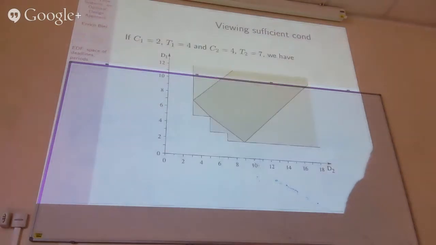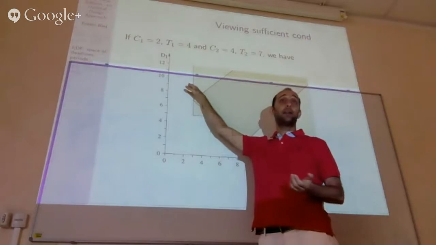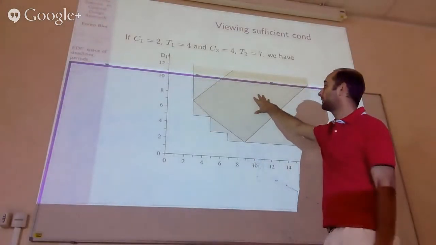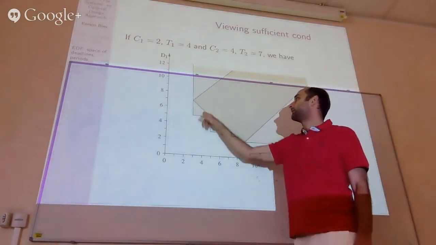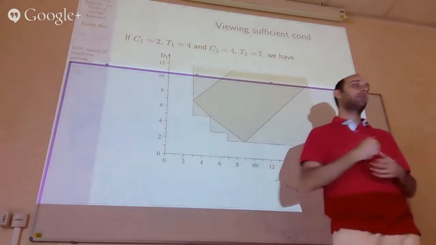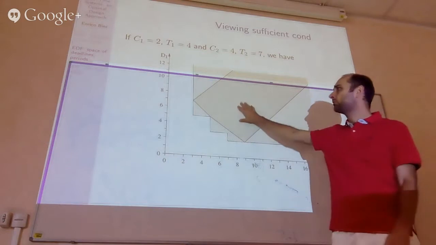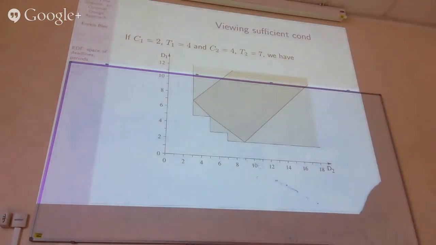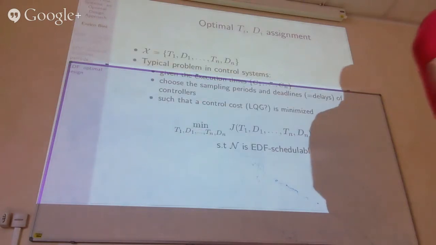To give you an idea of how this region looks, if this was the space of exact feasible deadlines, the convex region that you get from the condition just before is this one, where basically you cut this corner, which is the source of this non-convexity. And then you may do optimization on here. Optimal design, yes, I'm about to conclude.